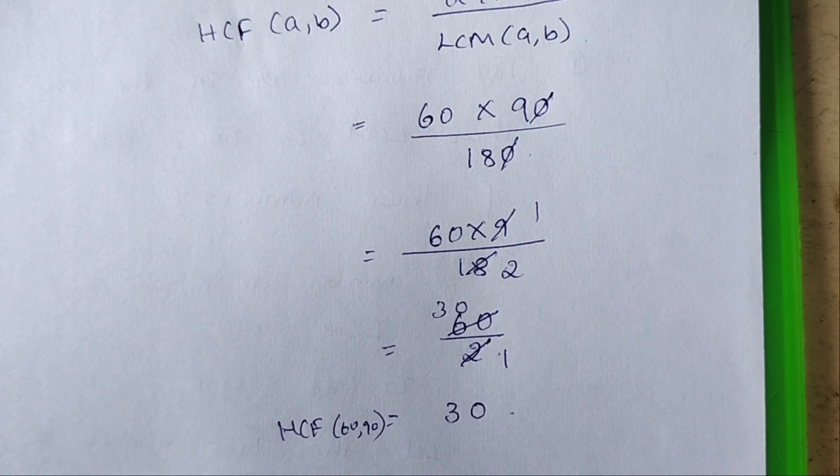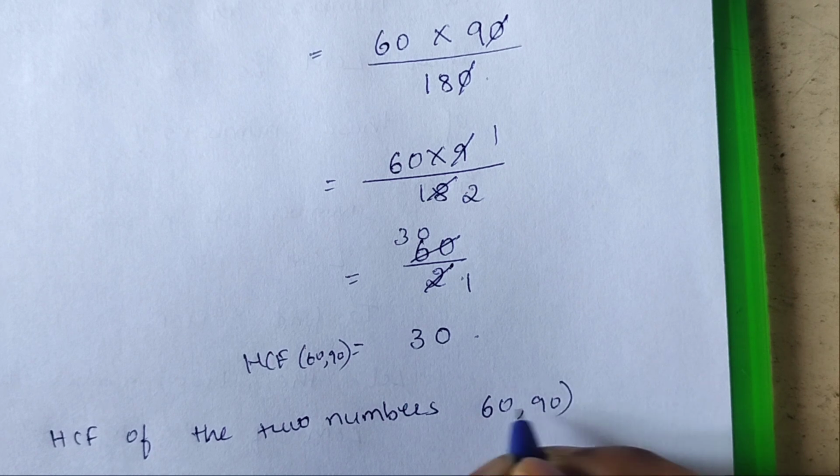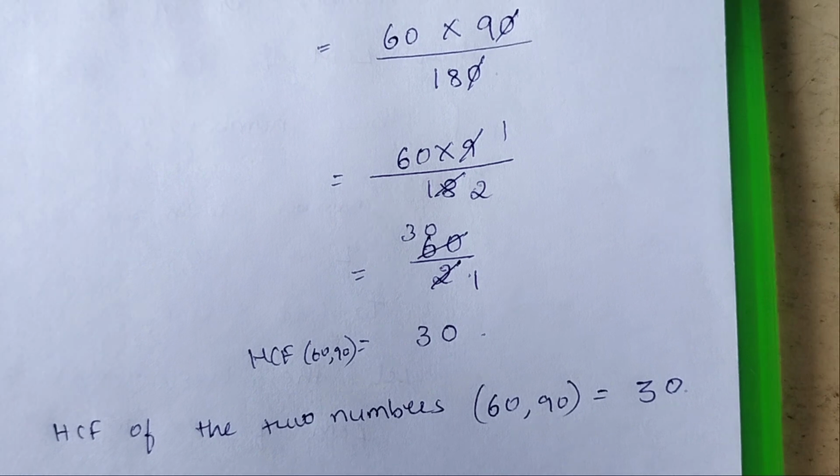HCF of the two numbers 60 and 90 is equal to 30. So this is the answer for the given question.